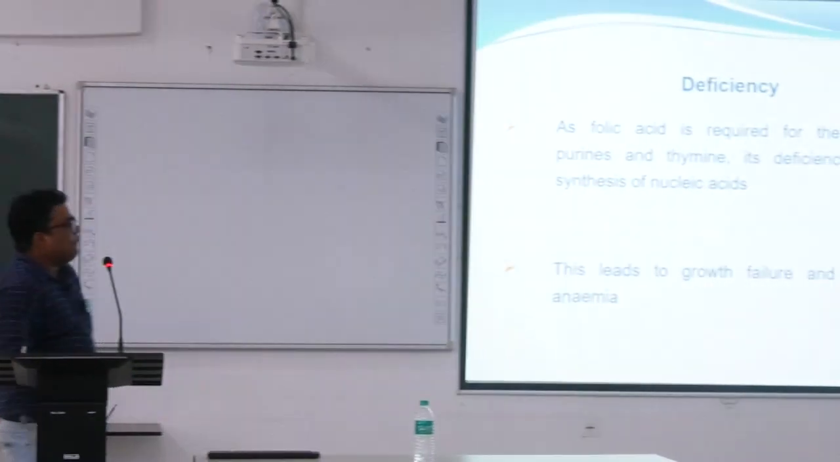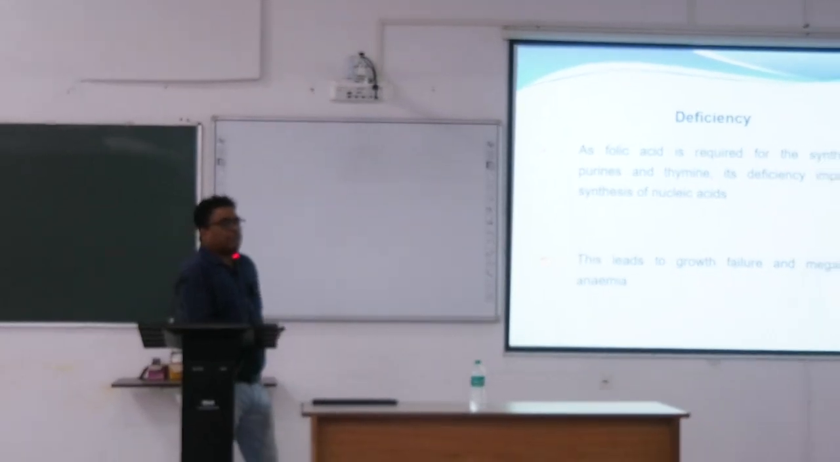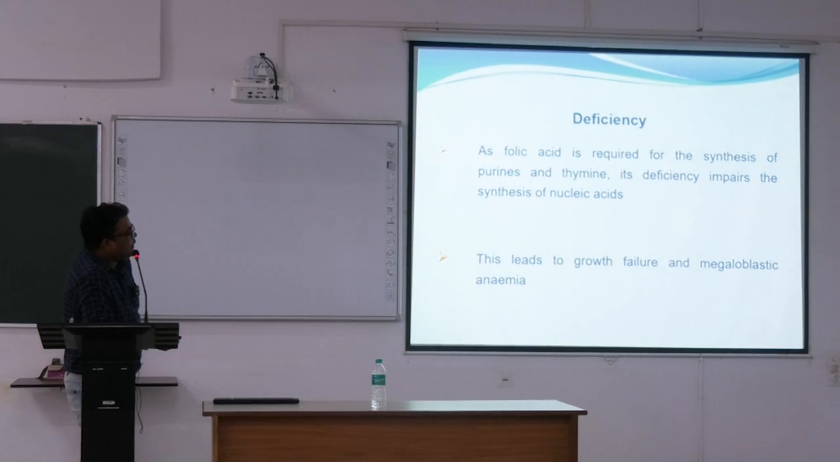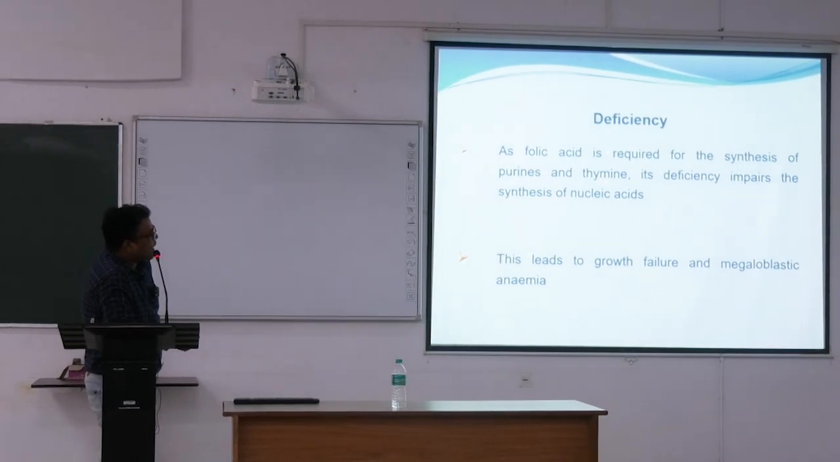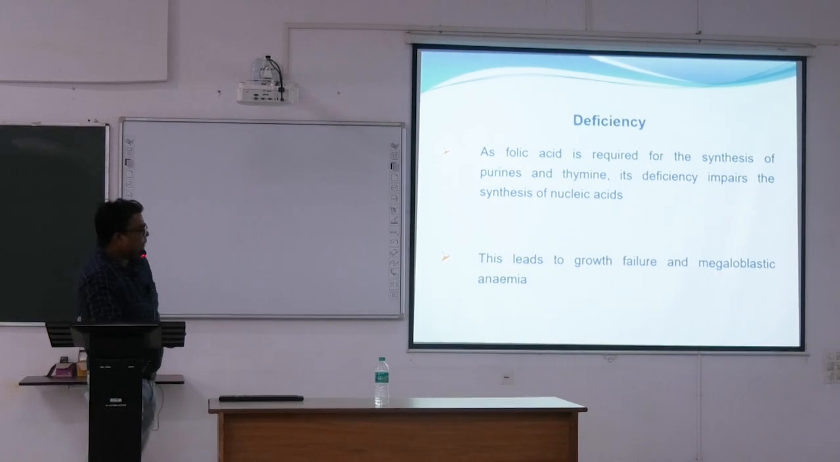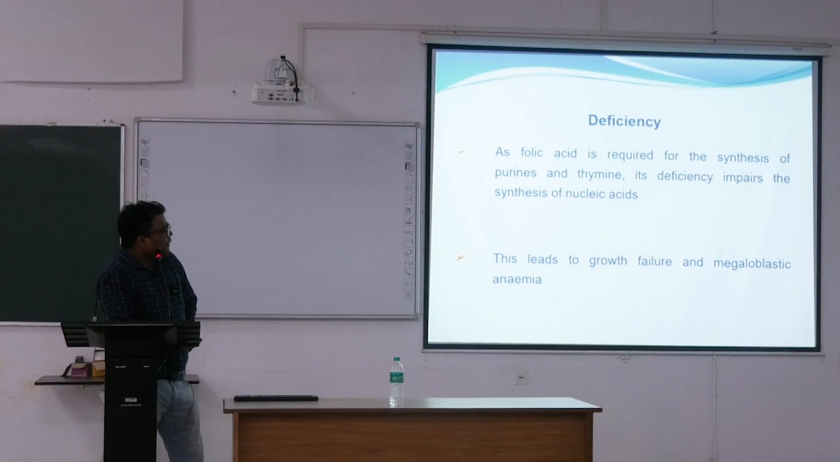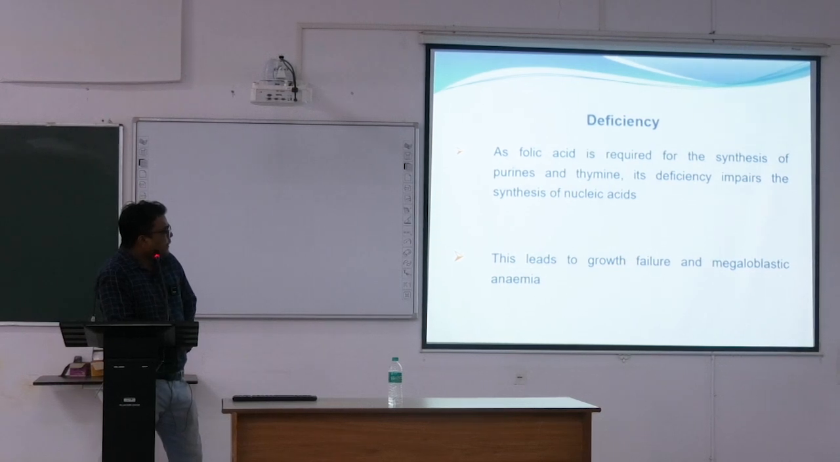Now, what happens if the deficiency occurs? How will you identify the deficiency of this vitamin? Folic acid is required for the synthesis of purine and thymine. Its deficiency impairs the synthesis of nucleic acid. This leads to growth failure and megaloblastic anemia.